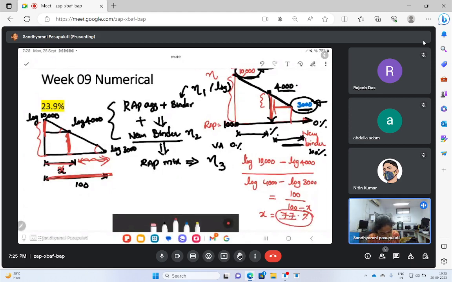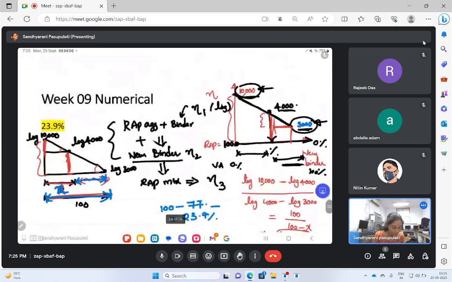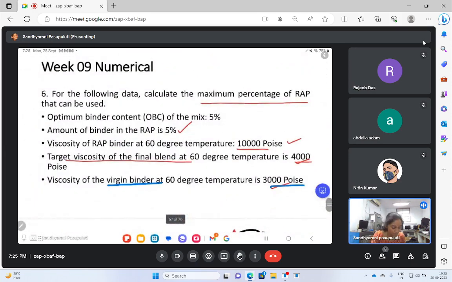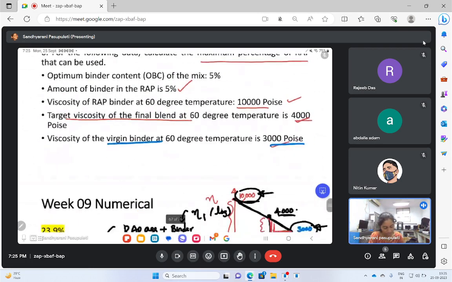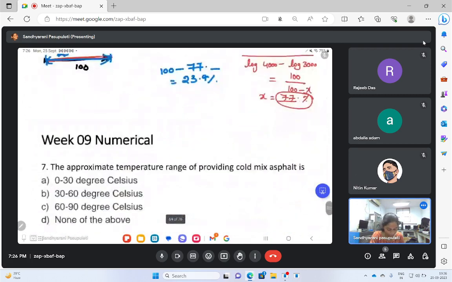But here x is not the wrap. You have to understand that. On this total 100, if you remove the x, whatever this is there, this is what wrap. So 100 minus that whatever 77 point something you will get, 23.9% is what your wrap percentage. Okay. So in this kind of problem, the main thing is in the blending chart, out of that 4, they will miss one data. So you need to calculate that data based on the remaining 3. It is just based upon the interpolation.